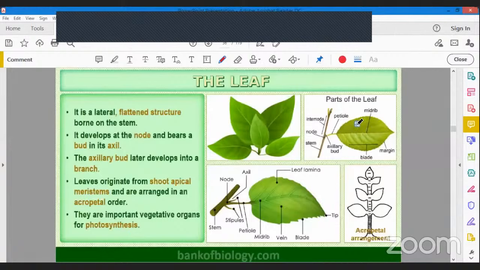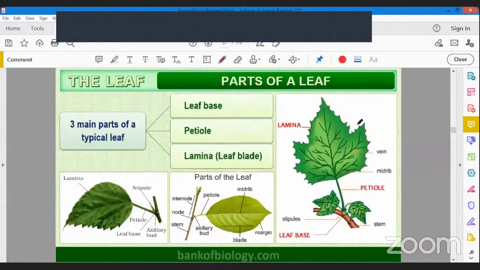Then we go to the parts of the leaf. So take down, there are three parts of the leaf: leaf base, petiole, and lamina. Leaf base at the internode, which helps in attachment, petiole, the stalk of the leaf, and the lamina, the flattened part. Take it down.